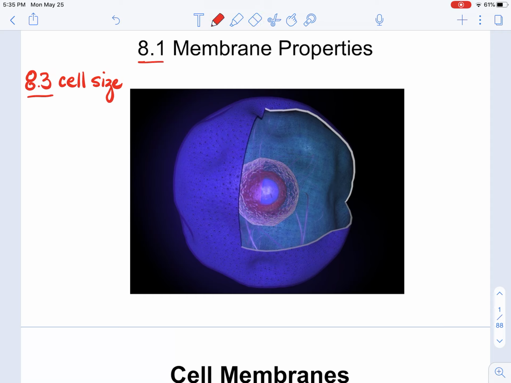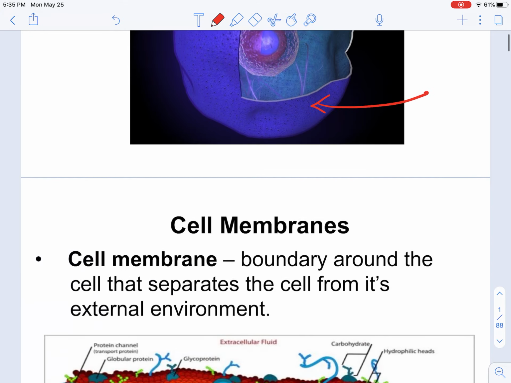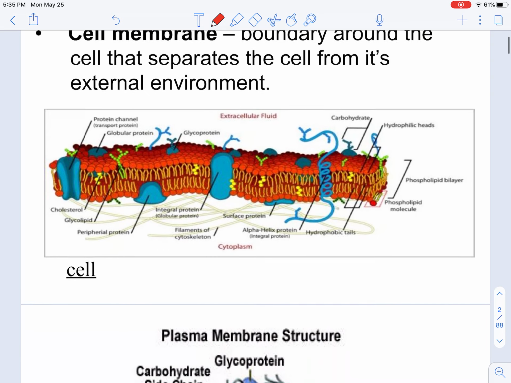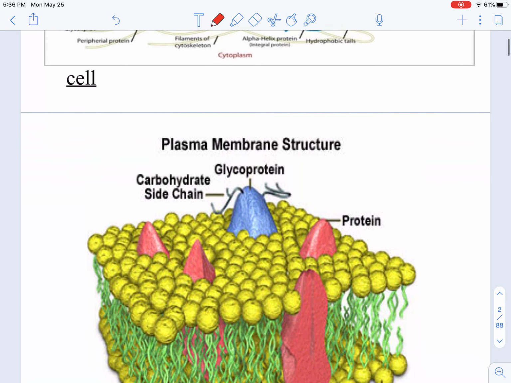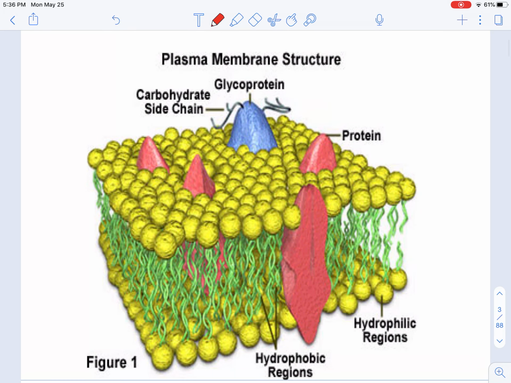The cell membrane is the outer layer on the outside of an animal cell, and plants also have a cell membrane that's underneath their cell wall. That cell membrane protects the cell from the outside environment, and it also has other functions like allowing substances into the cell. Some substances are not allowed into the cell.